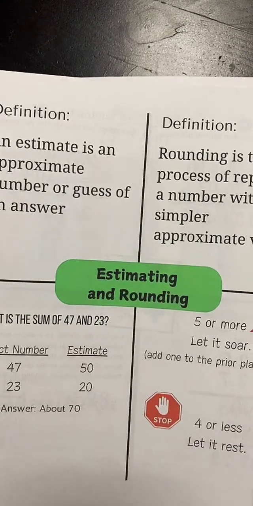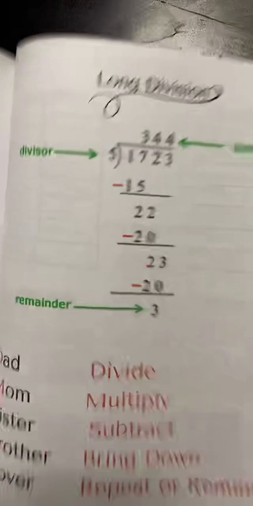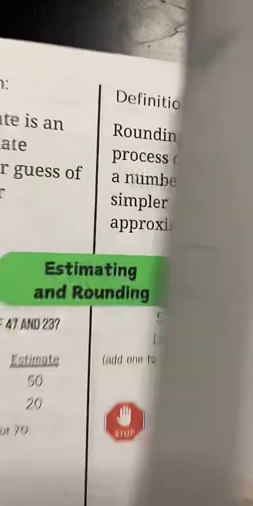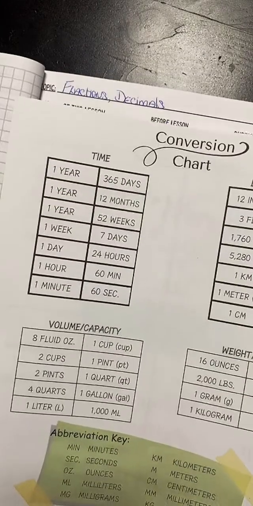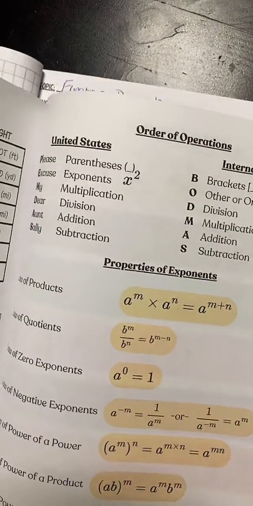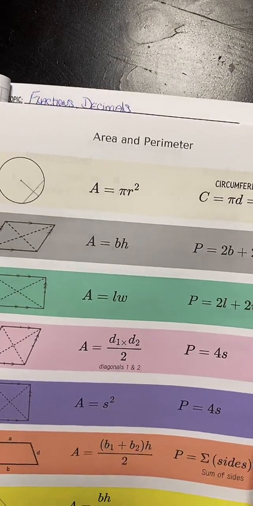Someone asked me about that today. Here it is. Then we have the long division. Then we did a conversion chart. They still have the same with order of operations. And then area and perimeter.